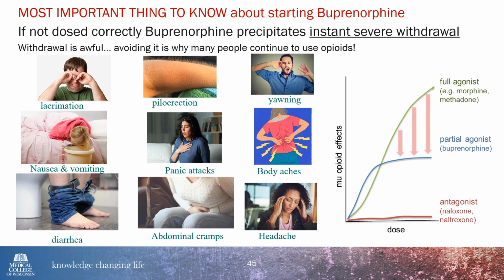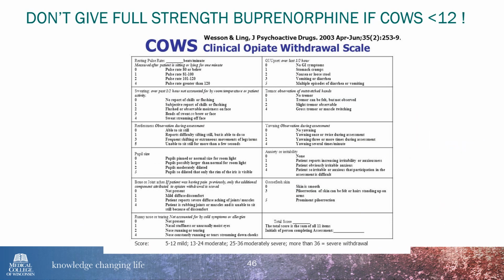And withdrawal is awful. It can cause crying, piloerection, hypervigilance, yawning, body aches, headaches, abdominal cramping, diarrhea, panic attacks, nausea, vomiting. It's just miserable. So you have to dose this drug properly, and once you learn how to use it, you can safely get people past this process, but you just need to know the consequences. So the main thing you just need to know is don't give full strength buprenorphine to a patient if their COWS is less than 12.